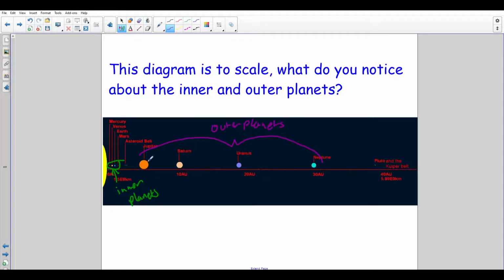We call Saturn and Jupiter the gas giants, and we sometimes call Uranus and Neptune gas giants as well, but they're more often today known as ice giants. Sorry, I'll just rub that out. So they are more often known these days as ice giants because we discovered that they're more icy than they are rocky.